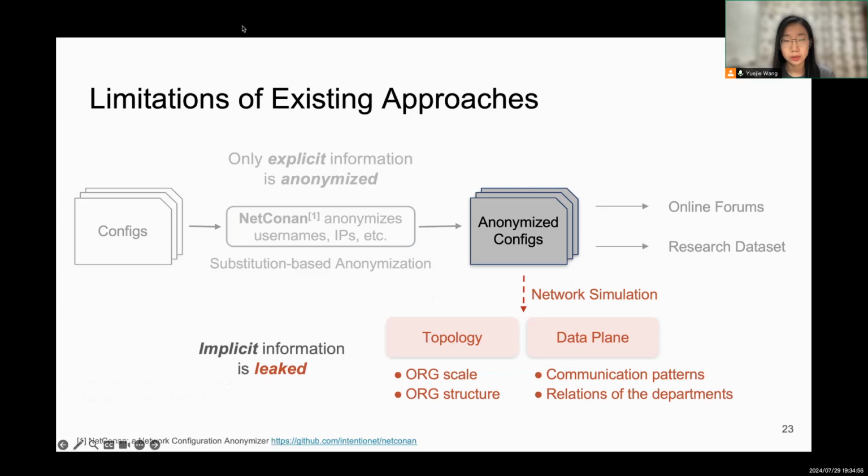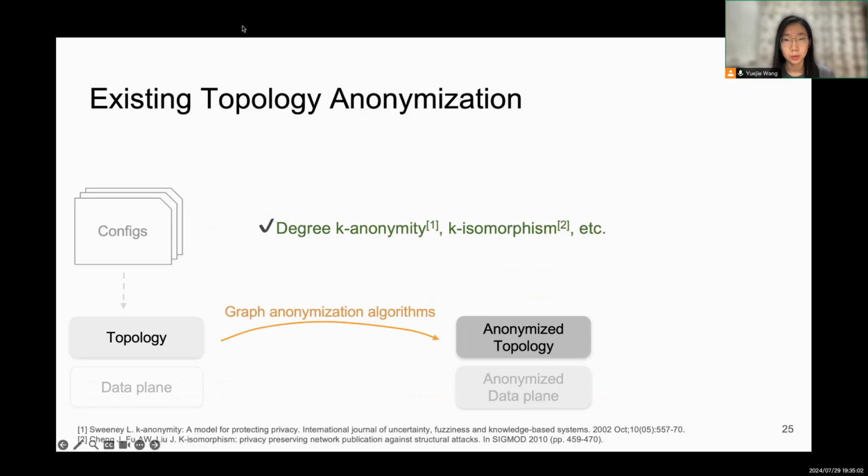There are several existing approaches that can anonymize network topology or data plane separately. When the topology is viewed as a simple graph, existing graph anonymization algorithms can provide anonymity in properties such as node degrees and node identity. However, they are originally designed for social networks and cannot directly apply to configuration files.